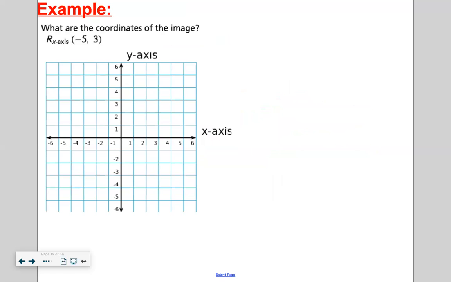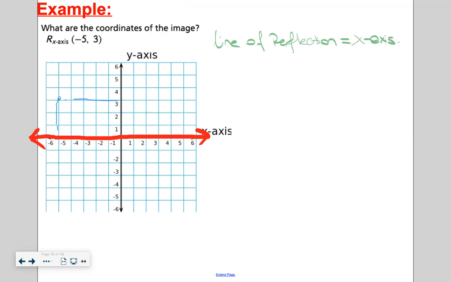look at this question. First of all, you need to understand that your line of the reflection is the x-axis. Let me graph this. This is the x-axis and line of the reflection. After that, I need to plot the point. My point is -5, 3. This is my point. Let's say that this point is K. We need to reflect this.